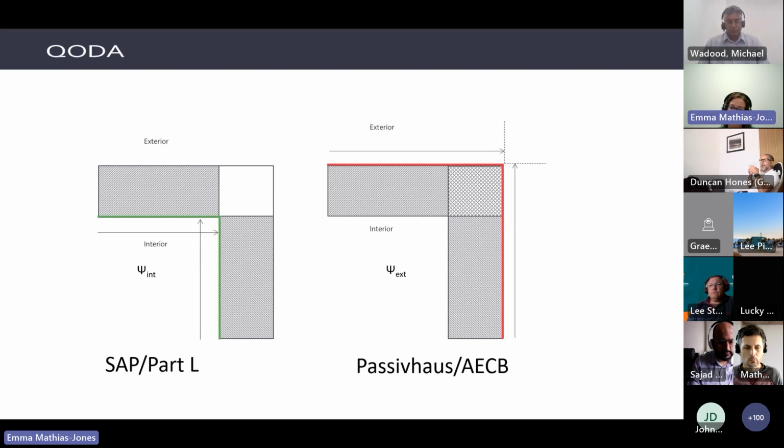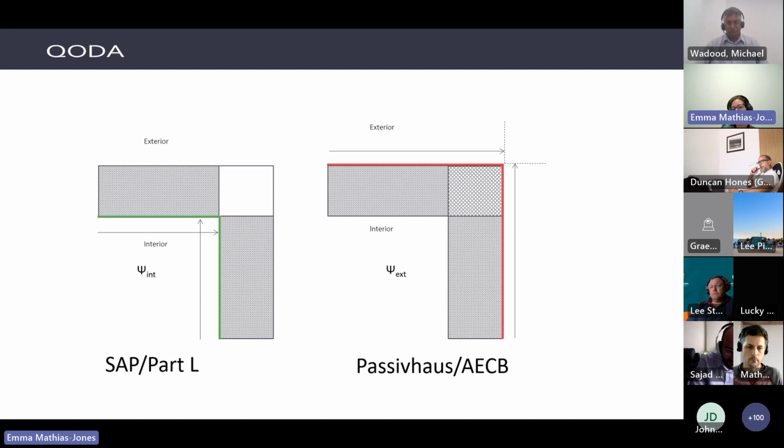So if we're looking at SAP or Part L, although the thermal bridge model for both of these is the same, the way we take the measurements is a bit different. For SAP and Part L, we're looking at those internal measurements, and so we get a psi internal, and those are the green lines. Then for Passive House or AECB, you're using external lines, which are the red ones, and that gives you a psi external. Because of where the measurements are taken from, that will result in different psi values. So just be really cautious when you get a thermal bridge calculation given to you, that you know which one it's for, because they will be different.